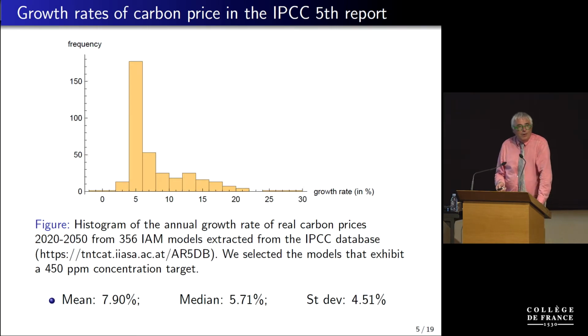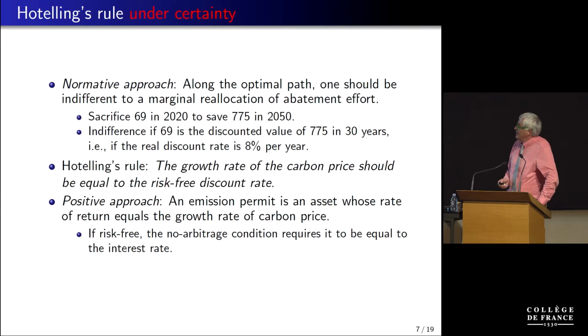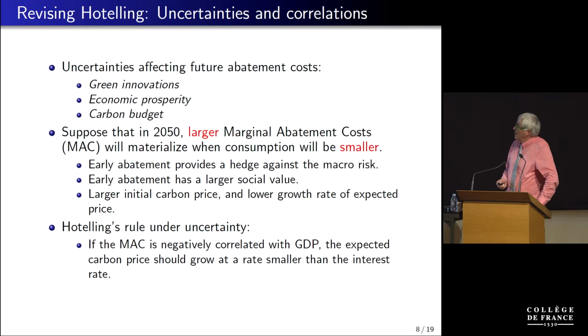So meaning the Quinet 2 Commission is answering the wrong question, the third best problem, which is associated to a predetermined, politically determined emission pathway. So we are playing the waiting game. We do not allocate efficiently the effort of reducing emissions in the right way. We postpone too much of the effort to the future. That's the problem.